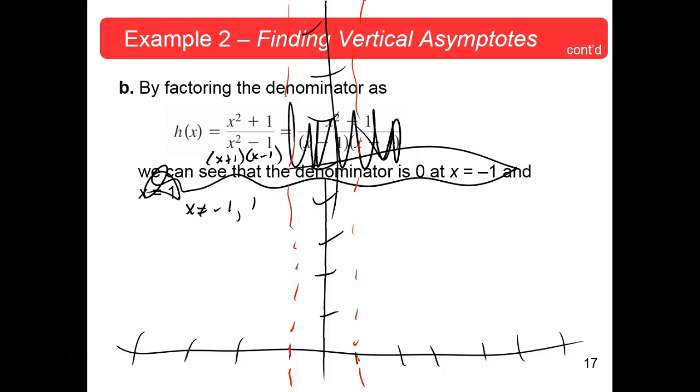The horizontal asymptote is the ratio of the leading terms. And what's x squared over x squared? 1. So the horizontal asymptote is y equals 1. Okay, there we've got that.